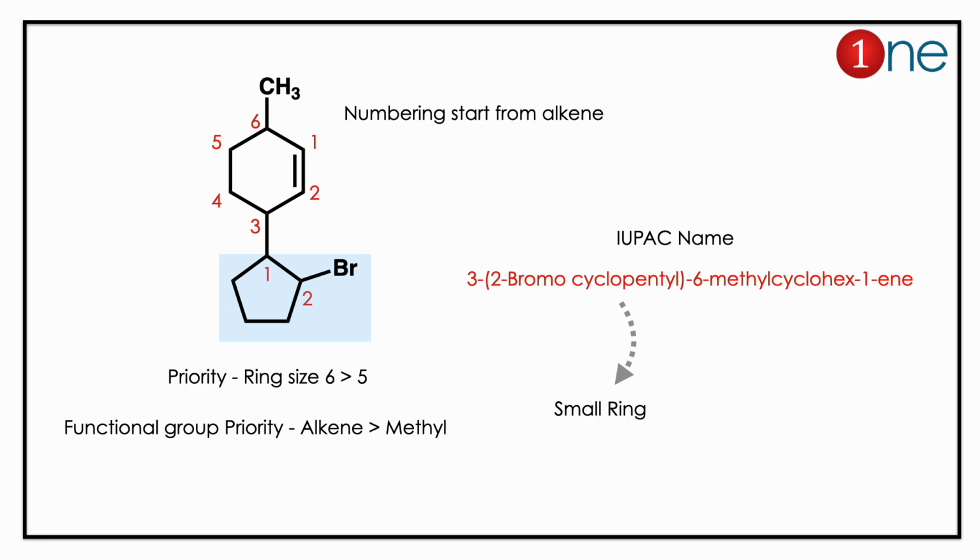So you have 1 alkene and 6 methyl. At the third position you have cyclopentane. In that cyclopentane you have a 2 bromo position. So considering all these factors, the name will be 3-(2-bromocyclopentyl)-6-methylcyclohexene. The concept you have to learn here is that the 6-member ring will get higher priority than the 5-member ring.